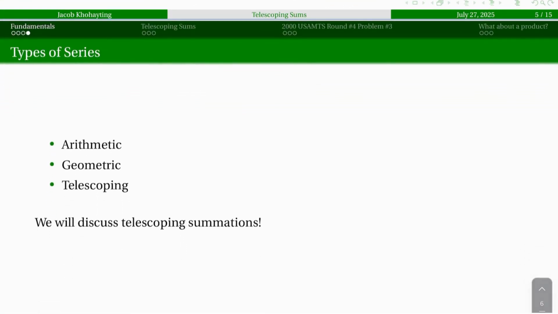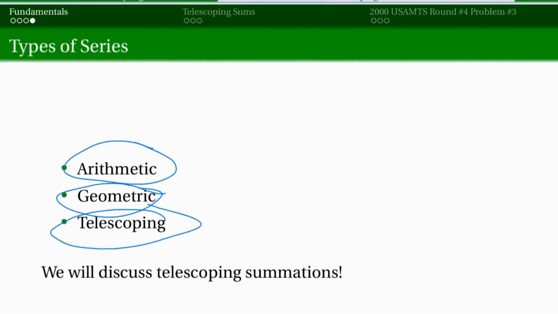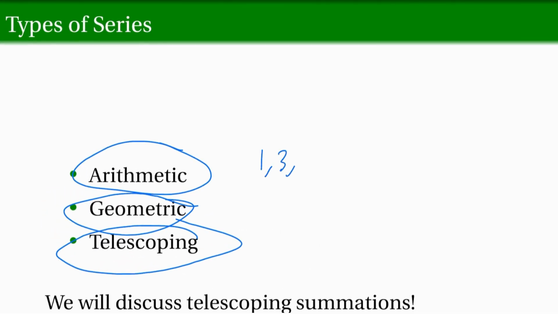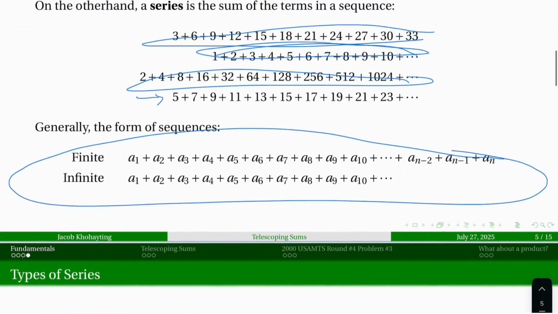So now we want to discuss what telescoping sums are. Before we do that, we have different types of series that you'll see in math problems. You have arithmetic sequences, geometric sequences, and telescoping sequences. Arithmetic sequences would be like 1, 3, 5, 7. They have a starting number, and the difference is always the same. That's what you see here, here, and here.